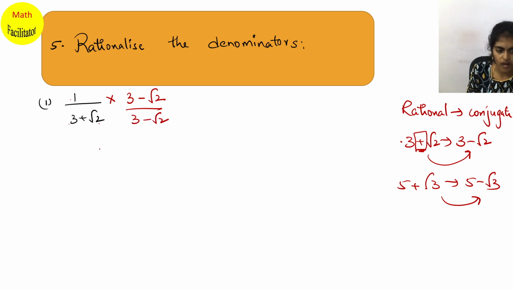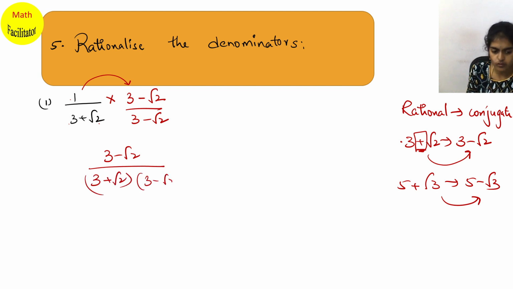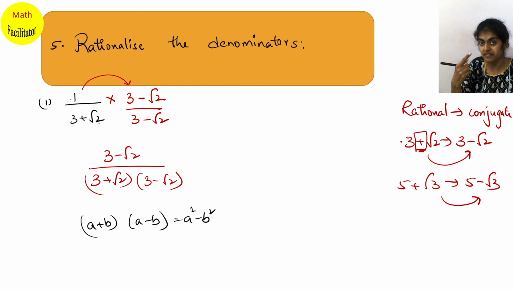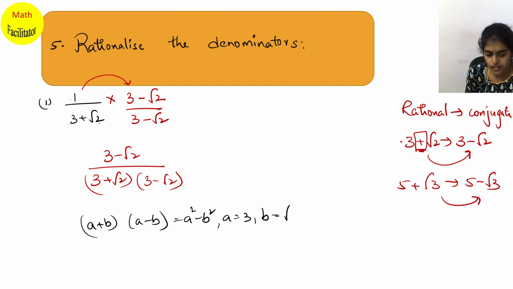Clear, beta? Now 1 into 3 minus root 2 is 3 minus root 2. Numerator into numerator, 1 into 3 minus root 2 is 3 minus root 2, divided by, in the denominator you have 3 plus root 2 into 3 minus root 2. Now just see, beta, the denominator is of the form a plus b into a minus b. What is the formula? a square minus b square. In the same exercise, in the previous problem, we have done. So a plus b into a minus b, we have simplified this, where a is equal to 3, b is equal to root 2.